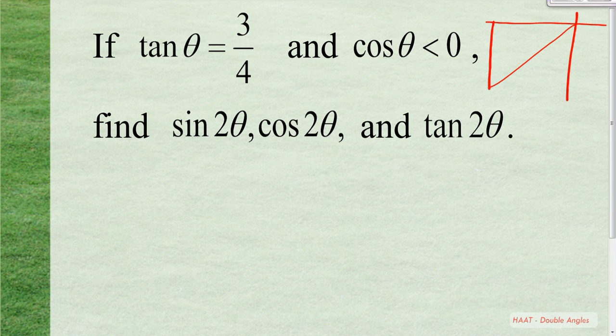Tangent, opposite over hypotenuse, or opposite over adjacent. They're both negative because we're in quadrant 3. Find the hypotenuse. That's going to be 5. So then we can go through and find out all the other parts.